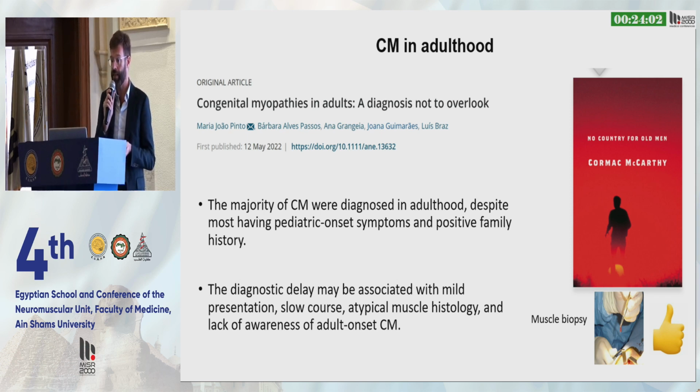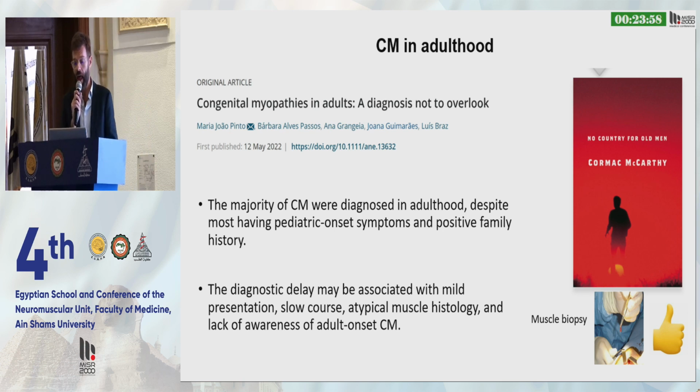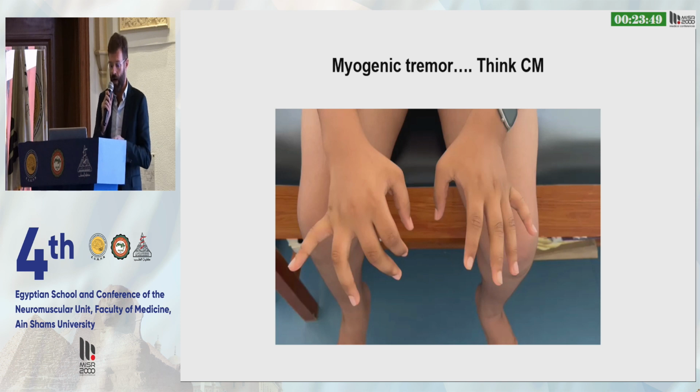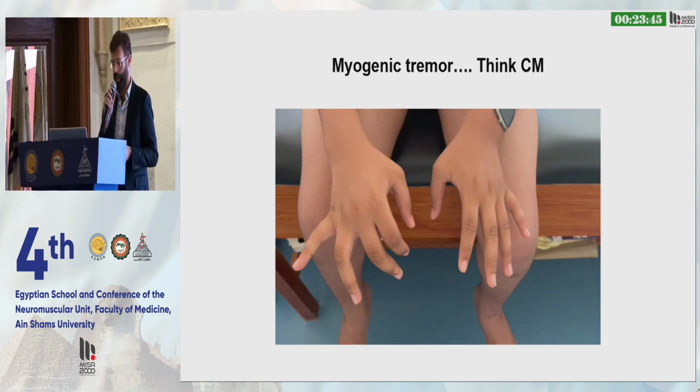We need to recognize them. Sometimes they have a gestalt that helps you in this recognition. And when you have doubt or the genetics is not so clear, you can do a muscle biopsy. We have some conditions that are now appearing that are very rare but can be part of the congenital myopathies.